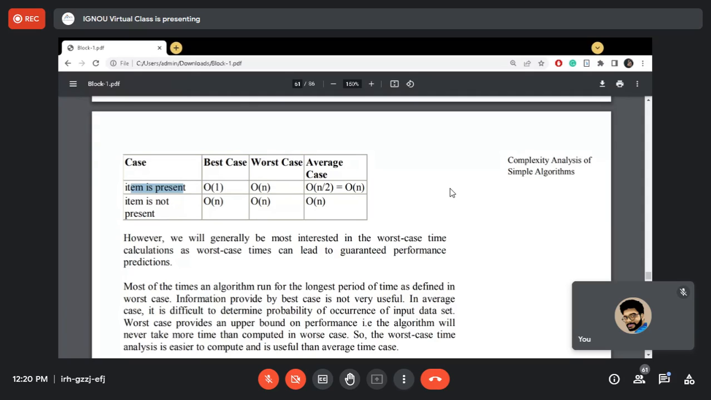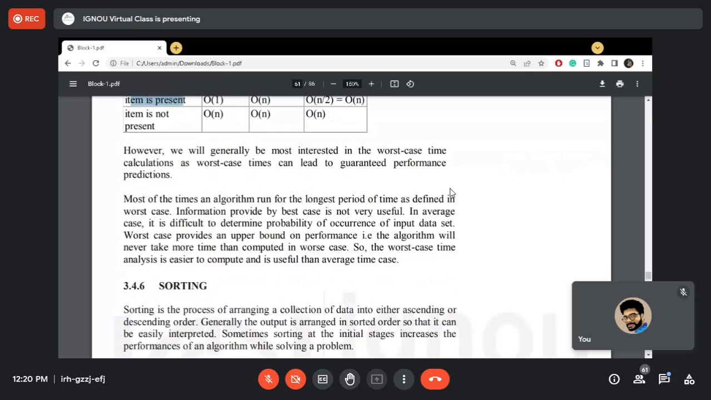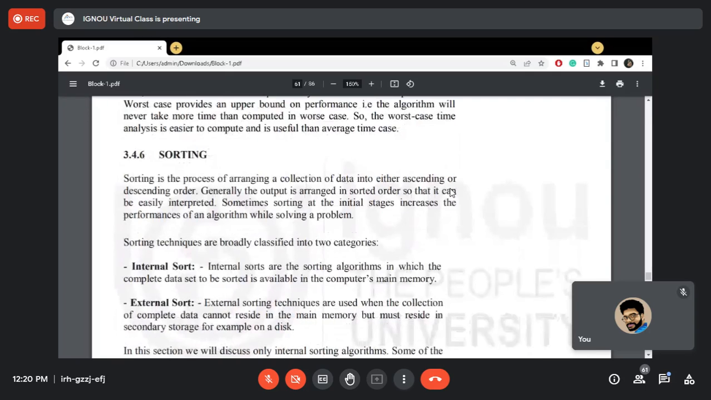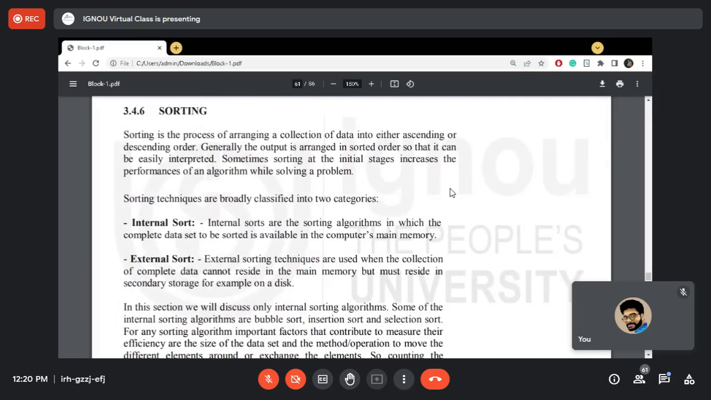Now the next one is sorting. What do you mean by sorting? Arranging in order. Sorting the values in ascending or descending order. That means arrangement of a collection of data, maybe in ascending or descending order.